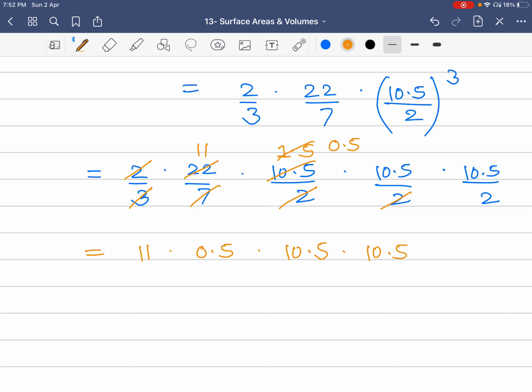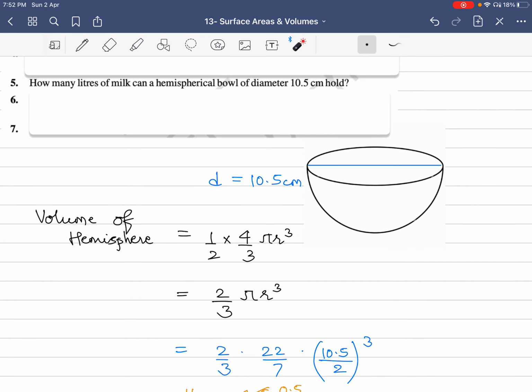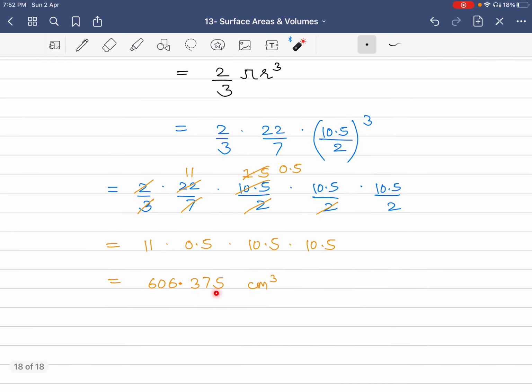Now we have to do these calculations. Let's use a calculator to find the value of this. This is equal to 606.375 centimeter cube. This is very important: the unit is going to be centimeter cube, because the diameter was given to us in centimeter. So this much centimeter cube is the volume of the hemisphere.